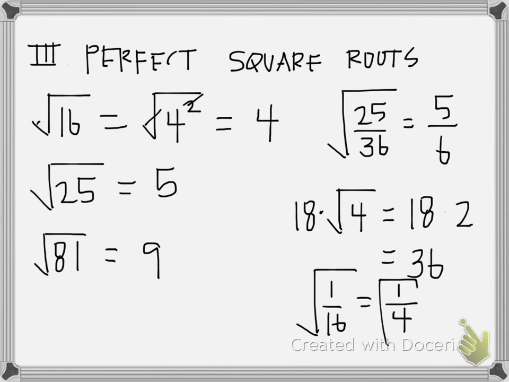So basically you want to find two numbers that multiply together. So let's look at this 81. 81 is 9 times 9, which is 9 squared. So there's two of the same number, so you're able to remove that radical sign and you're going to be left with just one of those 9s. Okay? What if they're not perfect?